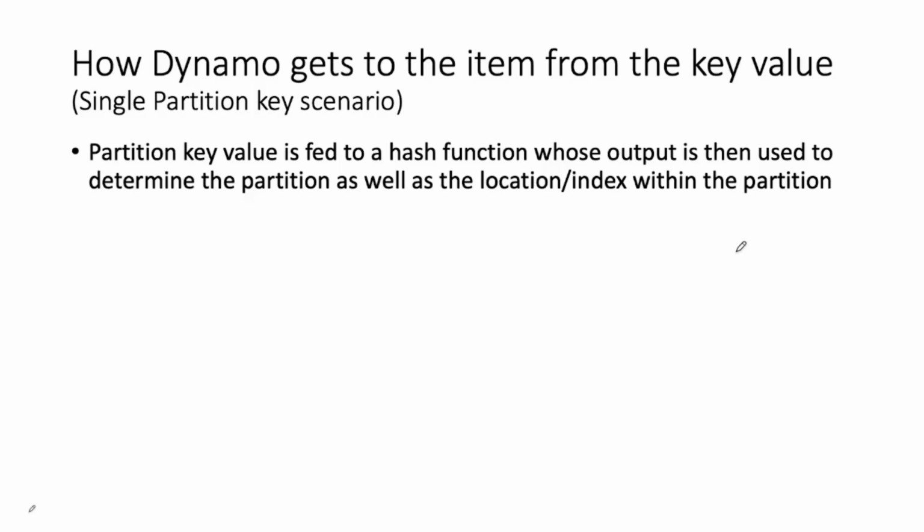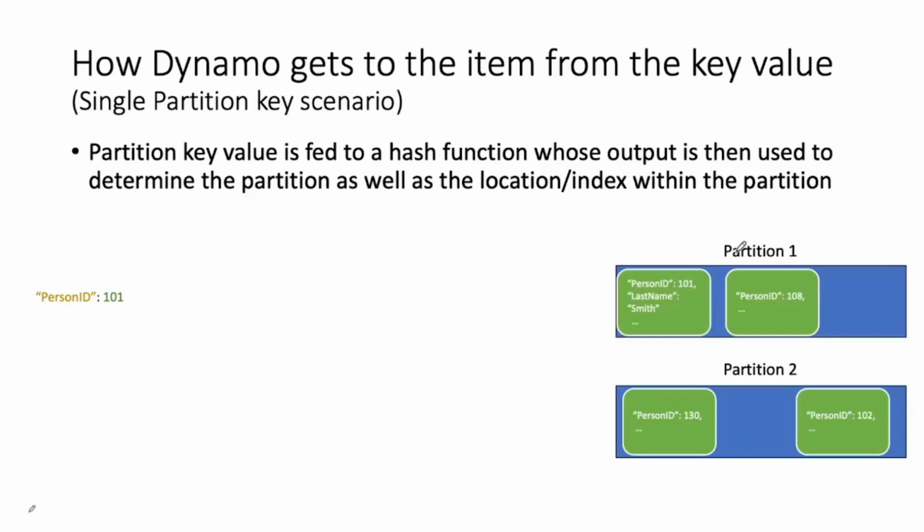So a partition key value is passed to a hash function, and then the hash function's output is used to determine the partition as well as the location within the partition. So taking the example of the person ID from the people table. Let's suppose we queried using the partition key, which is person ID. And how do we get to the location? How do we get here?